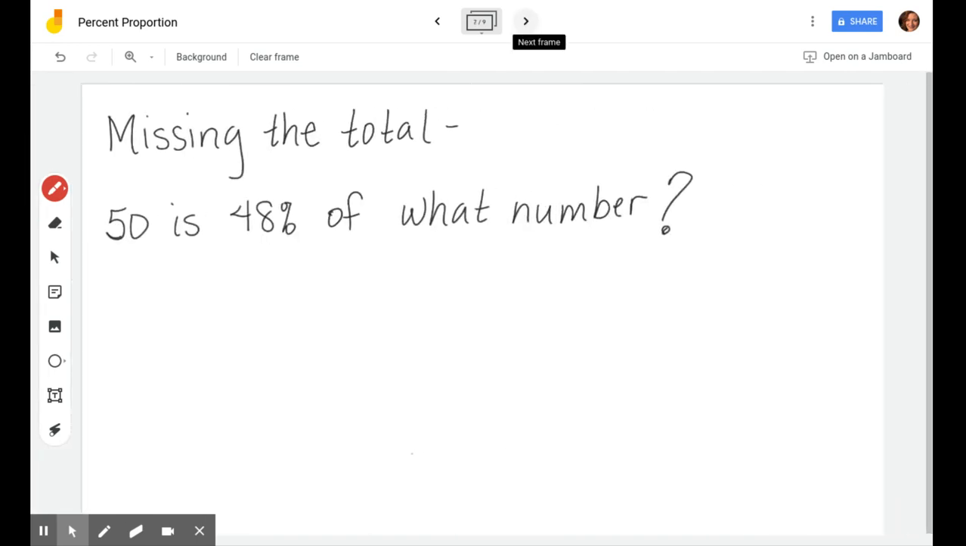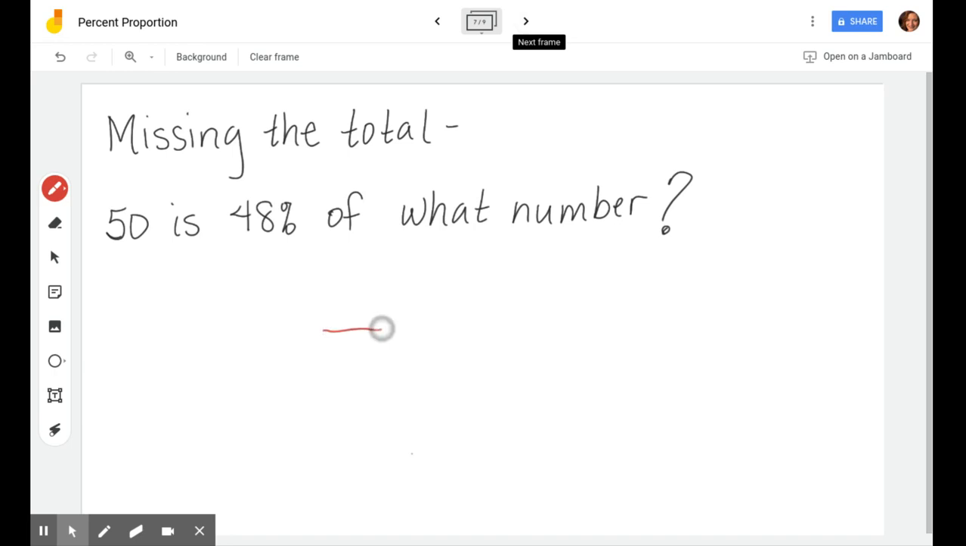Now I need to show you what happens when you're missing the of. Now this one doesn't have a little shortcut really. I think trying to do a shortcut on this one almost makes it more confusing. I think the percent proportion is so much more straightforward on this, so we're just going to stick with that.